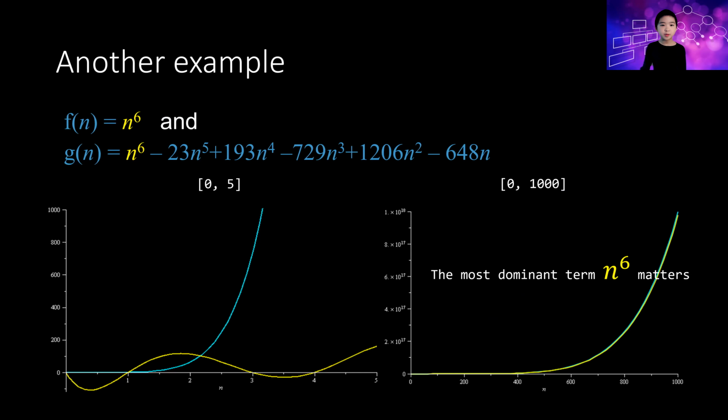Here's another example of what we just explained. Fn is n to the power of 6, while gn is n to the power of 6, with a lot of other less powerful terms following it. If we plot these two functions out, at the very beginning they look very different. But if n becomes big enough, they follow the same trend. Here, only the most dominant term, n to the power of 6, matters.